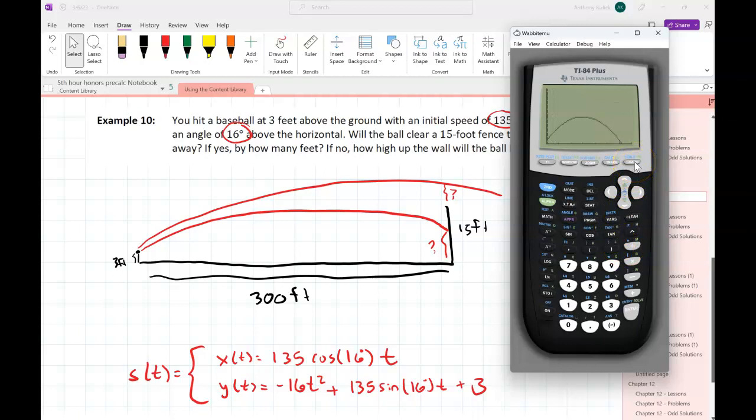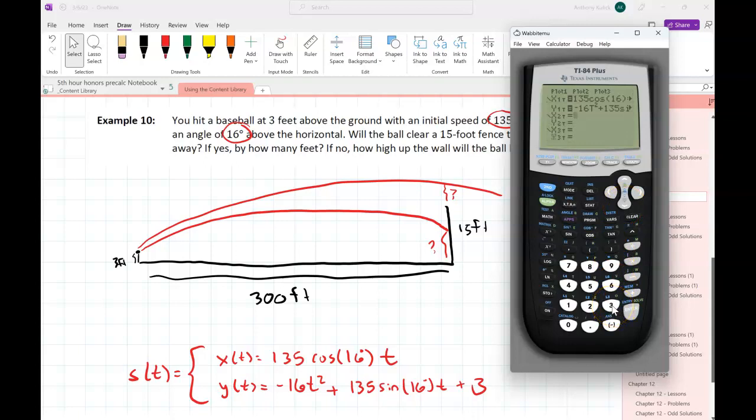Okay. So that's the path the ball takes. Now, wouldn't it be nice to be able to graph the wall in here too, so we can actually see visually what's supposed to be happening here? That'd be pretty cool, wouldn't it? Guess what? We can do that. What? All right, let's do it. Let me show you how we do this.